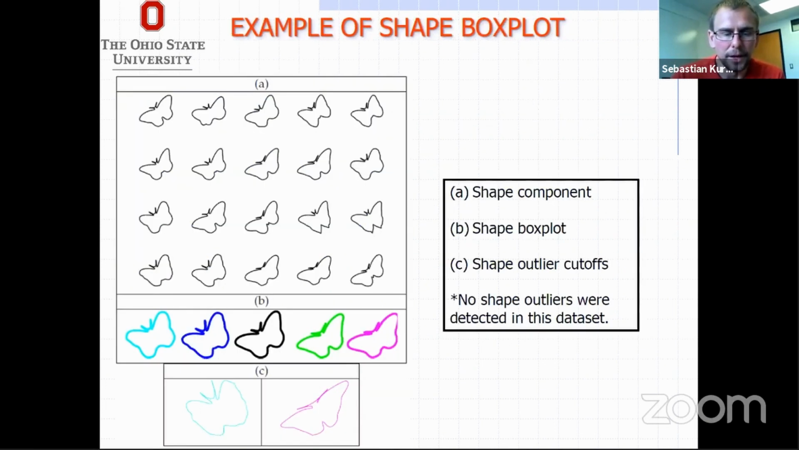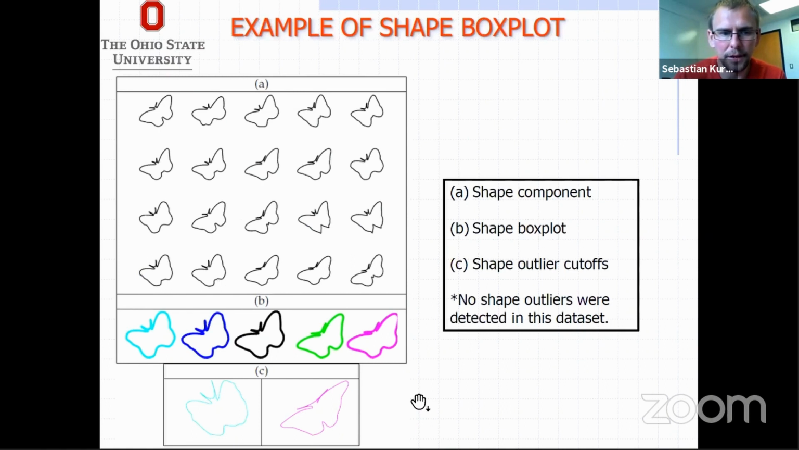Okay, so I said a lot, but here's the result of this procedure. Here in A, I'm just showing the shape component in a slightly different way. The shape component is the same as what I showed in one of the previous slides. In B, I'm showing what I'm calling the shape box plot, where you have the median here in black, the two quartiles, the two shape extremes.